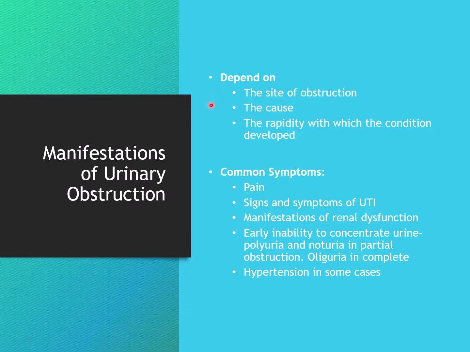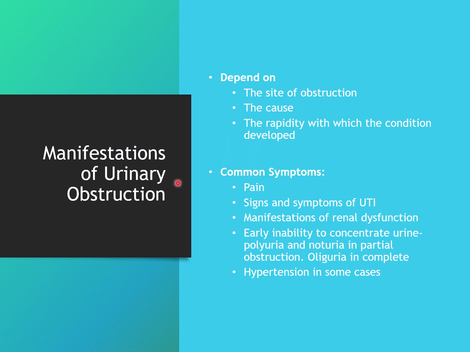The amount of damage that we see, especially from things like hydronephrosis, is usually dependent on a few different things. One is the site of obstruction. Again, the lower in the urinary tract that obstruction occurs, the more likely we might have something like bilateral hydronephrosis. If it's just one side, we may just have it unilaterally. And it often depends on the cause of the urinary tract obstruction.